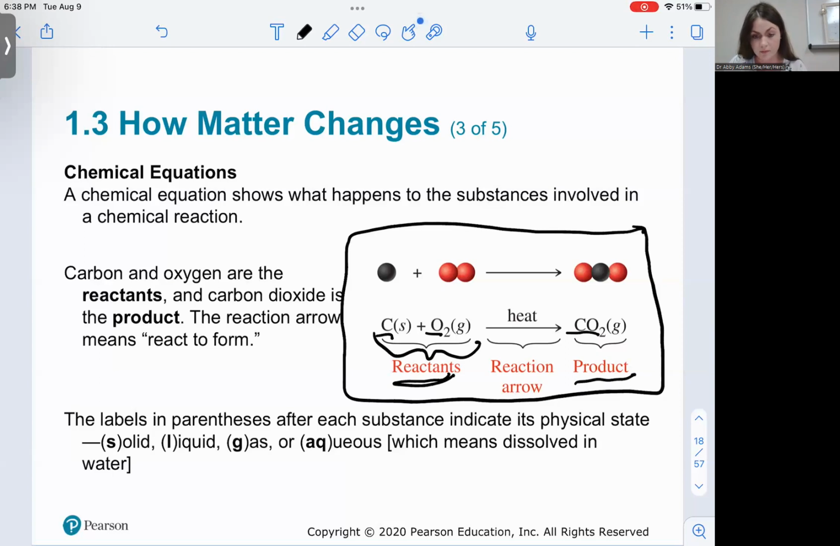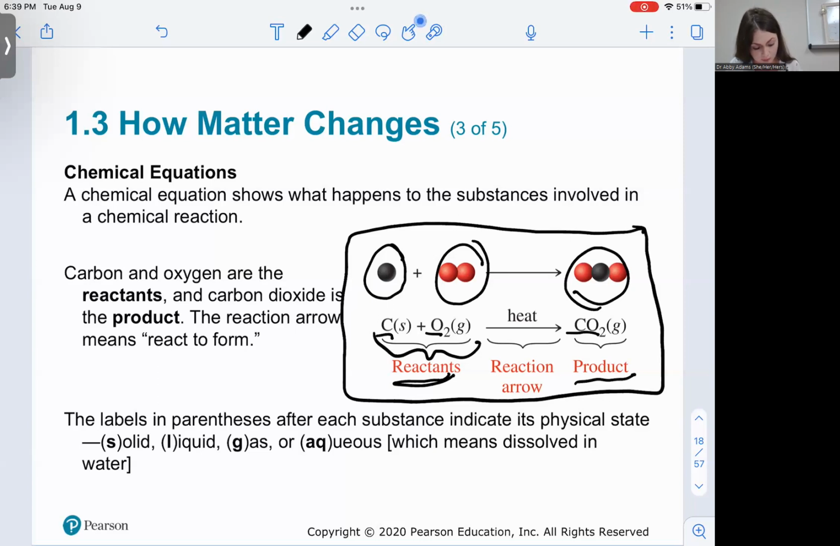And in this case, you have the arrow that means react to form. And so in this case, they are reacting with heat. Carbon is burning with oxygen, right? And so you can see clearly here is one carbon atom and two oxygen atoms, and they're reacting with heat to form carbon dioxide. This chemical formula tells us exactly what's happening, okay? We know which elements, we know how many.